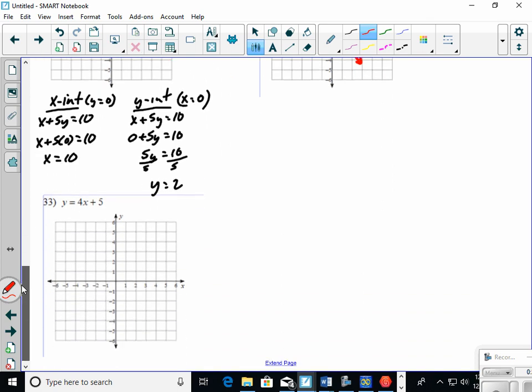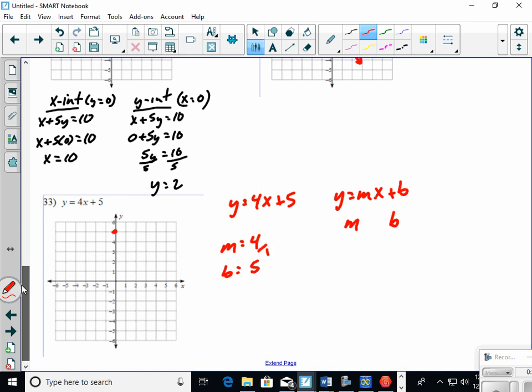And 33, y equals 4x plus 5, which is in y equals mx plus b format. So we get our slope and our y-intercept. The slope here is what's in front of the x, which is 4. The y-intercept, or the b, is what's at the end, which is positive 5. So to graph it, we're going to go to 5 on the y-axis.